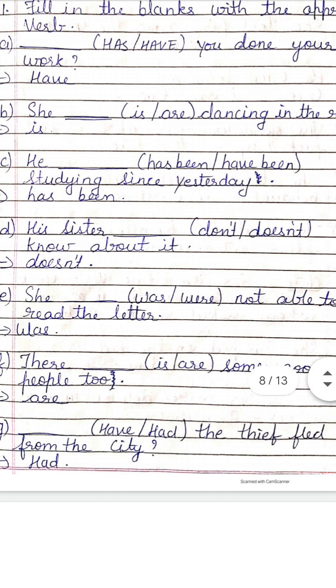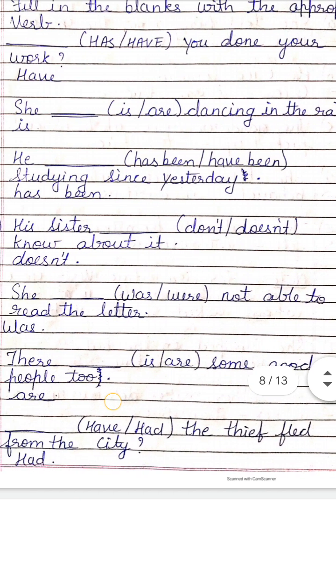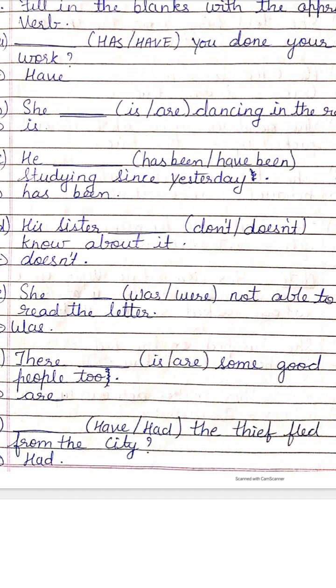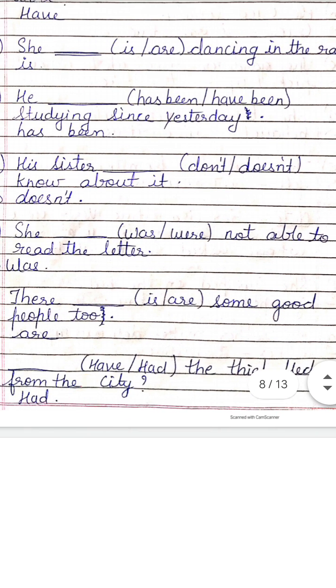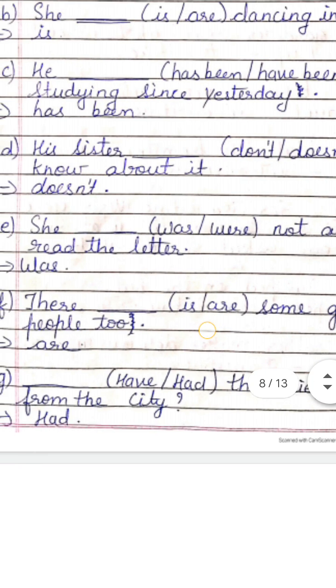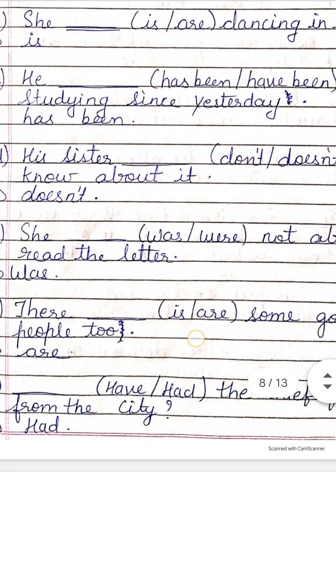Now, she dash dancing in the rain. Whether is or are. Now again it depends on our subject. Subject is singular, she. So we will use the singular verb, that is, is. She is dancing in the rain. Next, he dash has been or have been studying since yesterday. Now whether has or have, what will come, it all depends on the subject. The subject is he over here and he is singular. So has been will come.